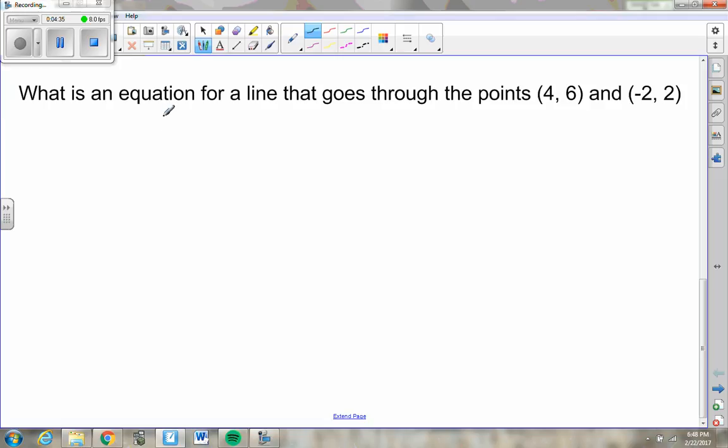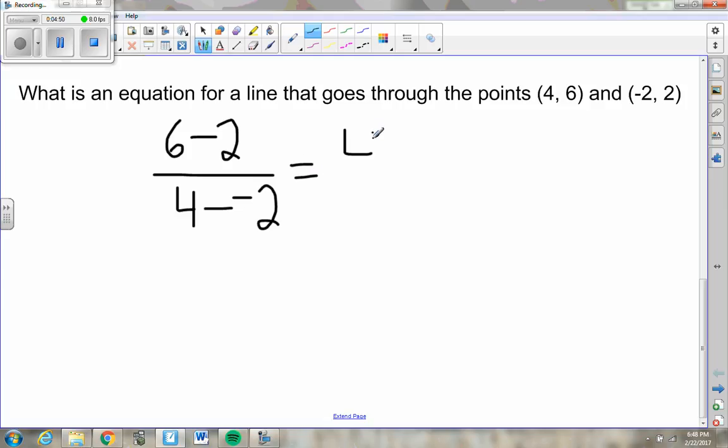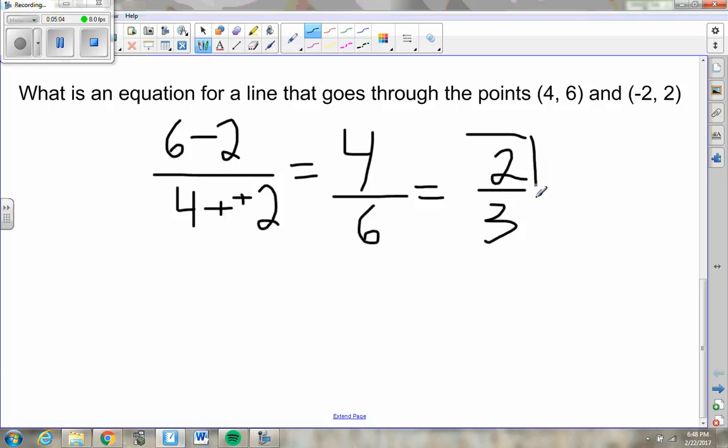Alright, my slope in this case, my y numbers are 6 and 2. My x numbers are 4 and -2. So the top, 6 minus 2, is 4. The bottom, 4 minus -2, is like adding, and that is 6. 4 over 6. 4 over 6 can be reduced. If I divide the top and bottom by 2, I get 2 and 3, 2 over 3. That's going to be my slope. Okay? And now I should be ready to write my equation.